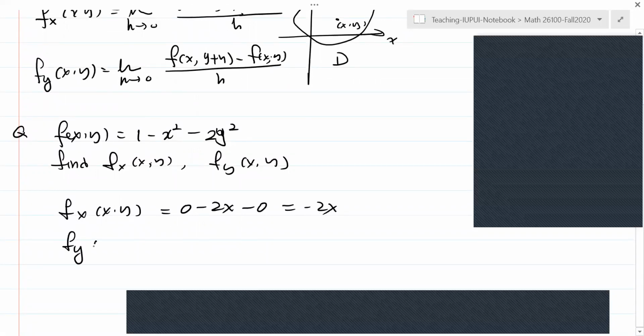Now, the partial derivative of the function with respect to y is going to be 0 and minus 4y, okay? Similarly, because the derivative of 1 is 0, the derivative of x squared is 0, and the derivative of y squared will be 2y, so that's why negative 4y.